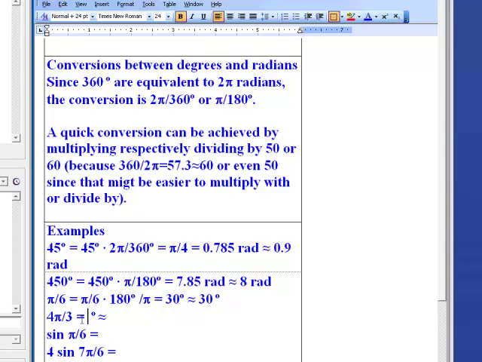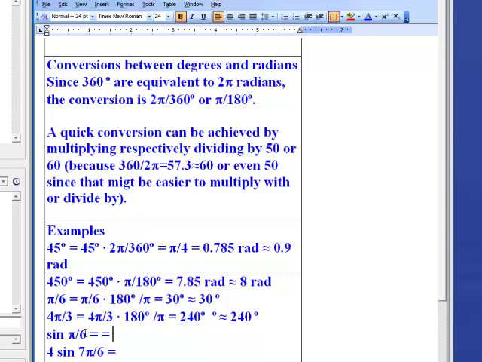Okay, let's do a few more. 4 pi thirds. I can just look at it and say, well, this is 1 and another third pi, so it's 180 degrees plus another 60, so we will come up with 240 degrees. And the proper way to do this is as follows. So we have 4 pi thirds times 180 divided by pi. The pi's will cancel, and then we have 180 divided by 3 is 60 times 4 is, of course, 240 degrees.